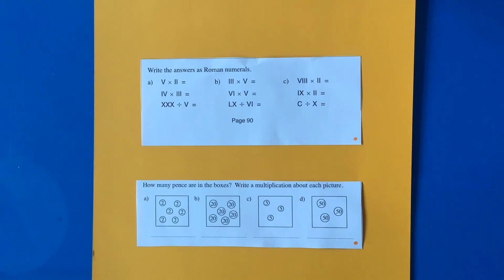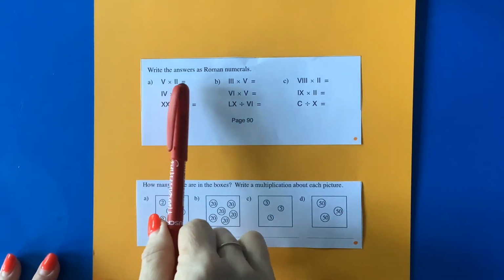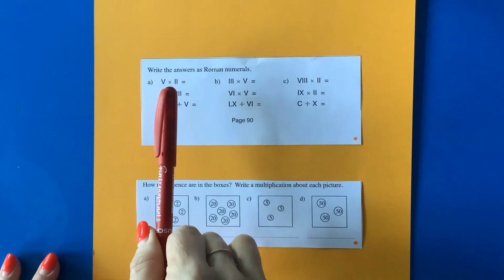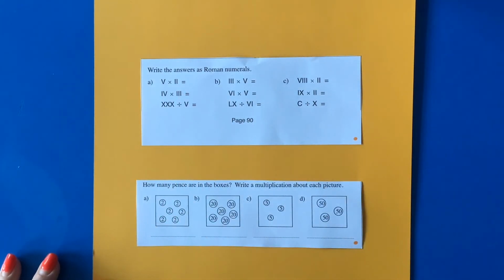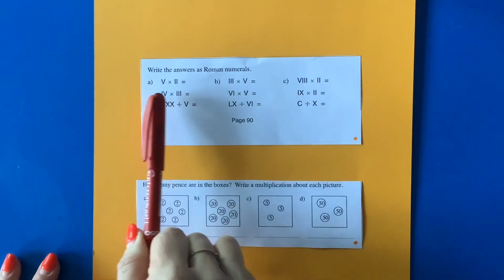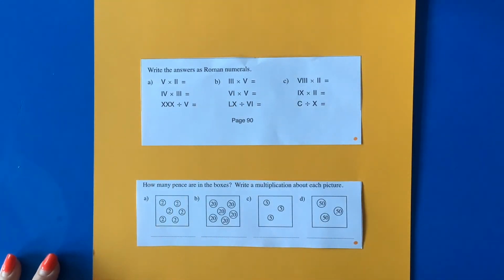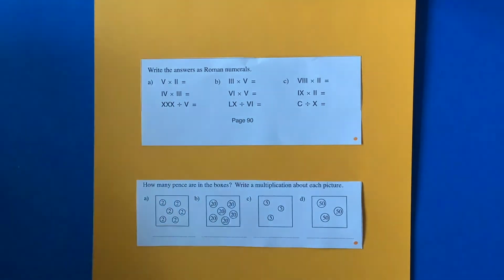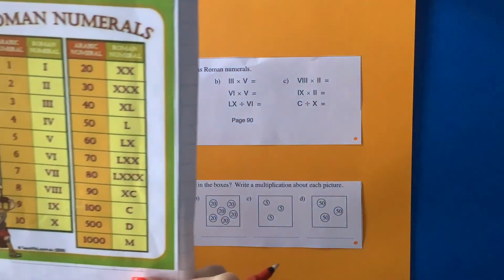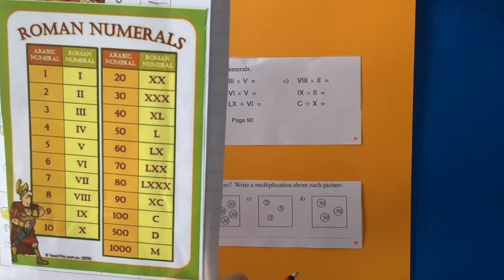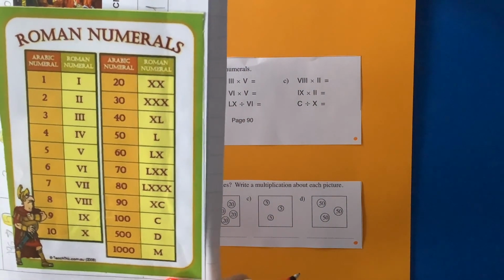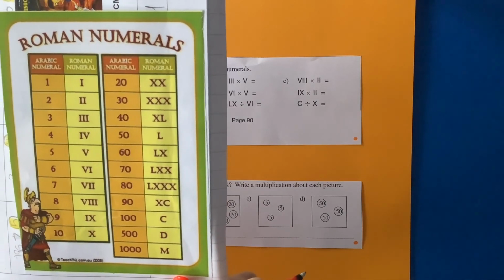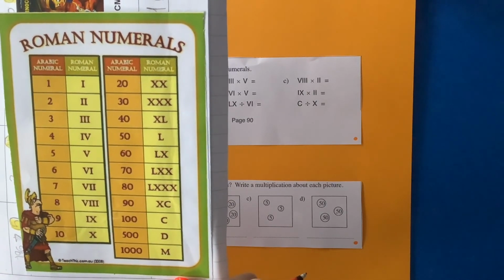Okay, so here are some amber challenges. They might look a bit confusing, but they're not actually if you really think about them. So here it says write the answers as Roman numerals. Well, if I just remember what I learned last term about Roman numerals, and if you can't remember, you'll see a photo of this in the video in a minute, and you can use that. You can pause the video to help you remember, okay?